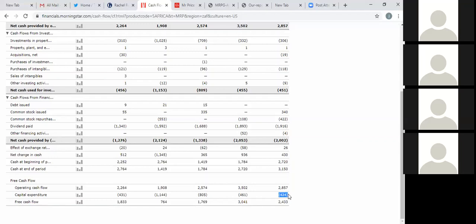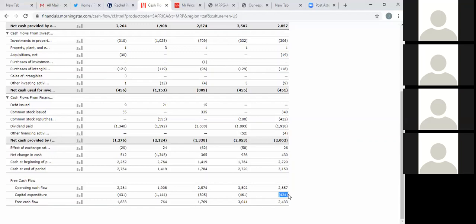So now it becomes 400,000. I said 200,000. That 400,000 is free cash flow. This is the money that I have as a business to do whatever I want to do now.